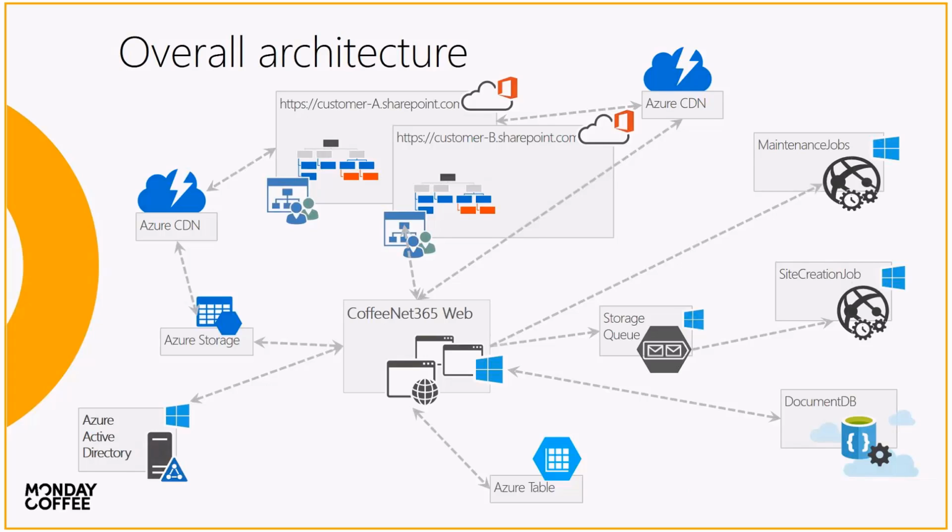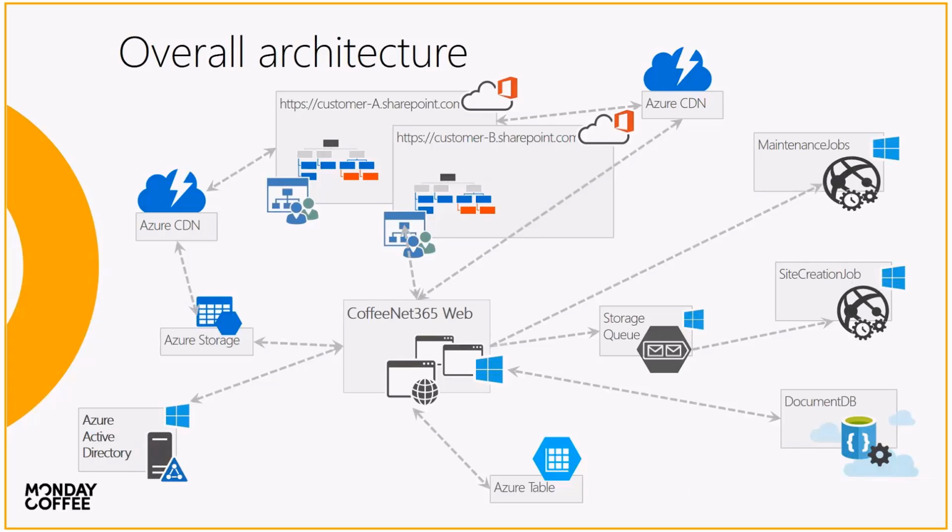Therefore, we also have some maintenance jobs. They are mainly for backup reasons, and in case we need to fix something. Those are built on the PnP web job architecture. So they are multi-threaded, and we can hit many customers at once.